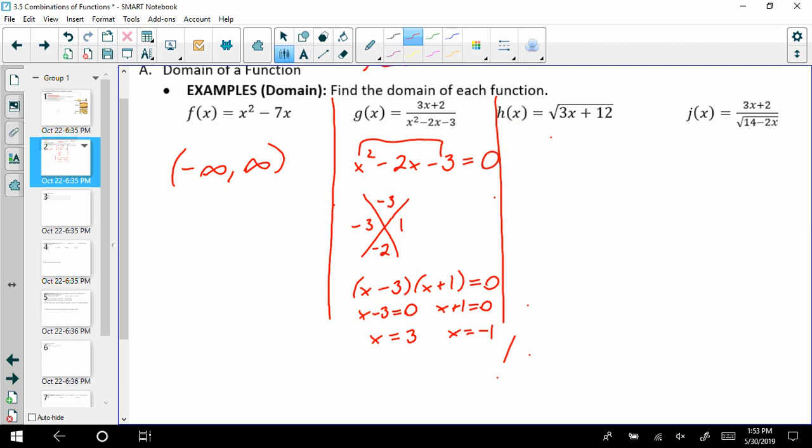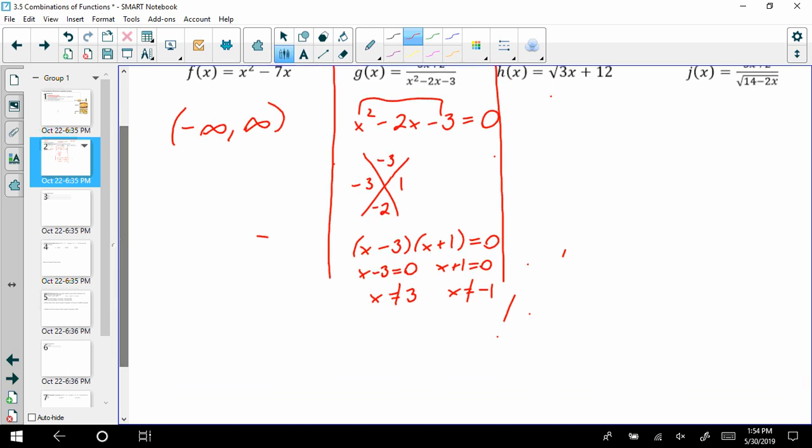So what those numbers represent, I'm going to draw a slash. Those are the two x's I do not want, because if I plug either of them back in, I'm going to get 0 on the bottom, and I cannot divide by 0. So what this tells me about the domain is every other number will work, but not 3 and not negative 1. But I can use everything else.